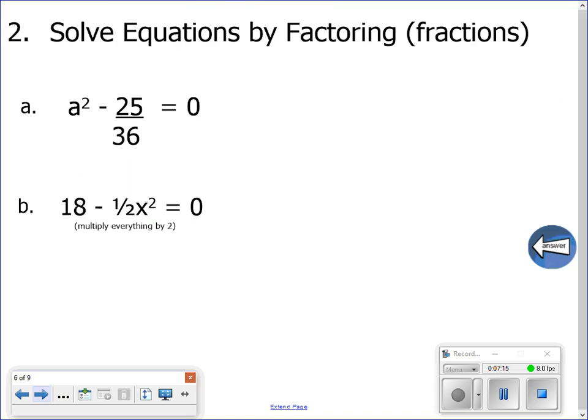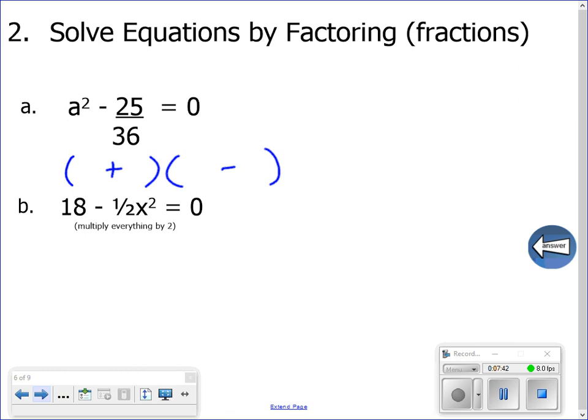All right. So here we have, again, a difference of squares. So let's look at this first one. We have a squared minus 25 over 36. This fraction is a perfect square. So 25 and 36 are both perfect squares. So I could solve this using difference of squares. So if I'm doing that, remember that we're writing two binomials. It's going to be the product of a sum and a difference.